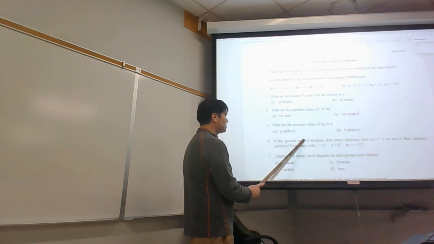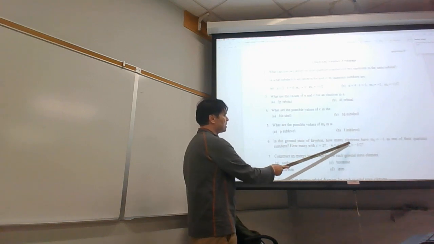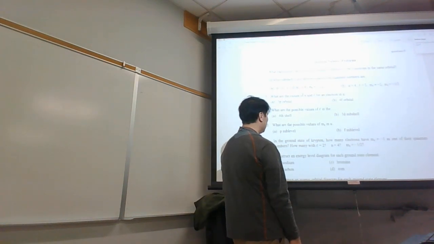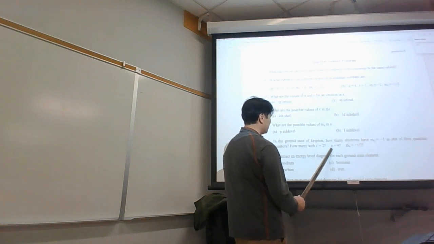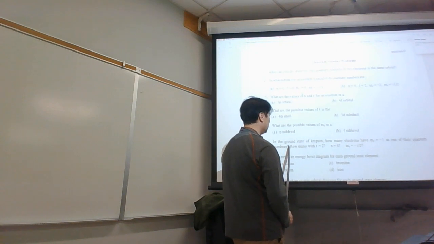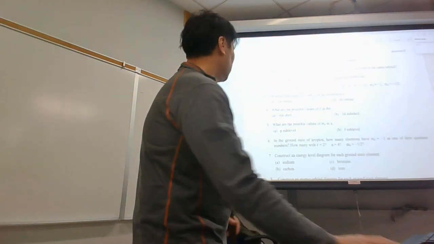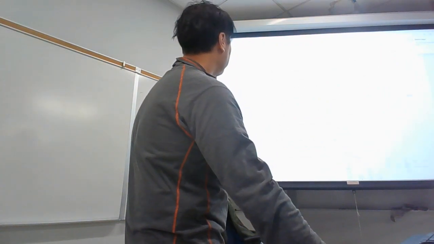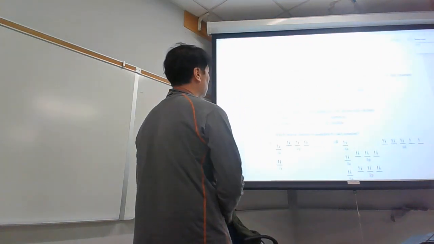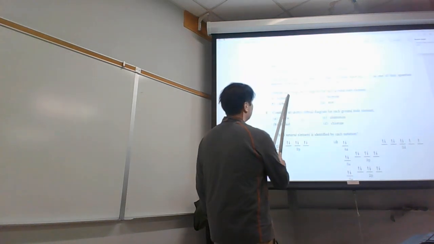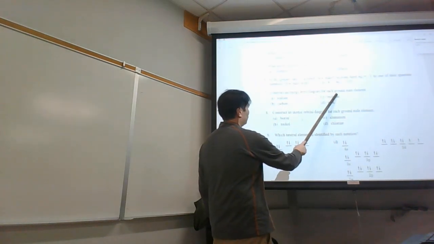In the ground state of krypton, how many electrons have m sub L equal -1 as one of their quantum numbers? How many with L equals 2? And this one, skip this one. I don't like that particular question. We don't have to turn this in, do we? No. All right, construct an energy level diagram for each ground state.